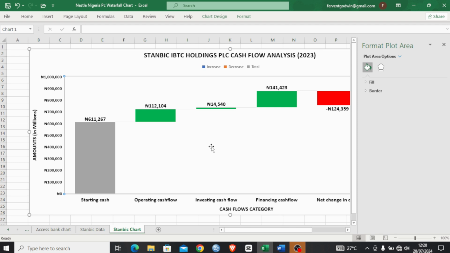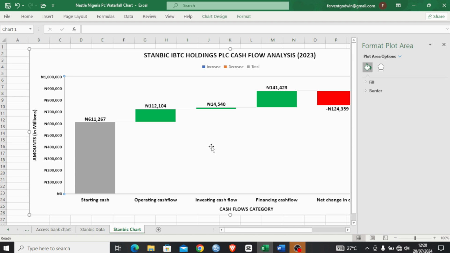So then lastly, we have the ending cash. The ending cash is basically talking about what was left at the end of the day, after all the expenses, after all the incoming and outgoing cash. So that's our ending cash here, the ending cash for 2023.